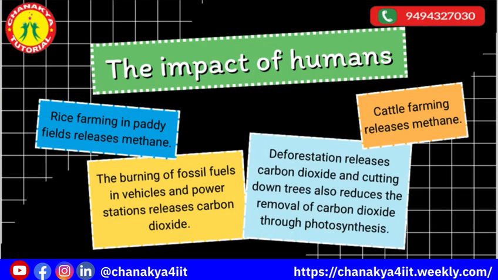The impact of humans. Rice farming in paddy fields releases methane. The burning of fossil fuels in vehicles and power stations releases carbon dioxide. Deforestation releases carbon dioxide, and cutting down trees also reduces the removal of carbon dioxide through photosynthesis.